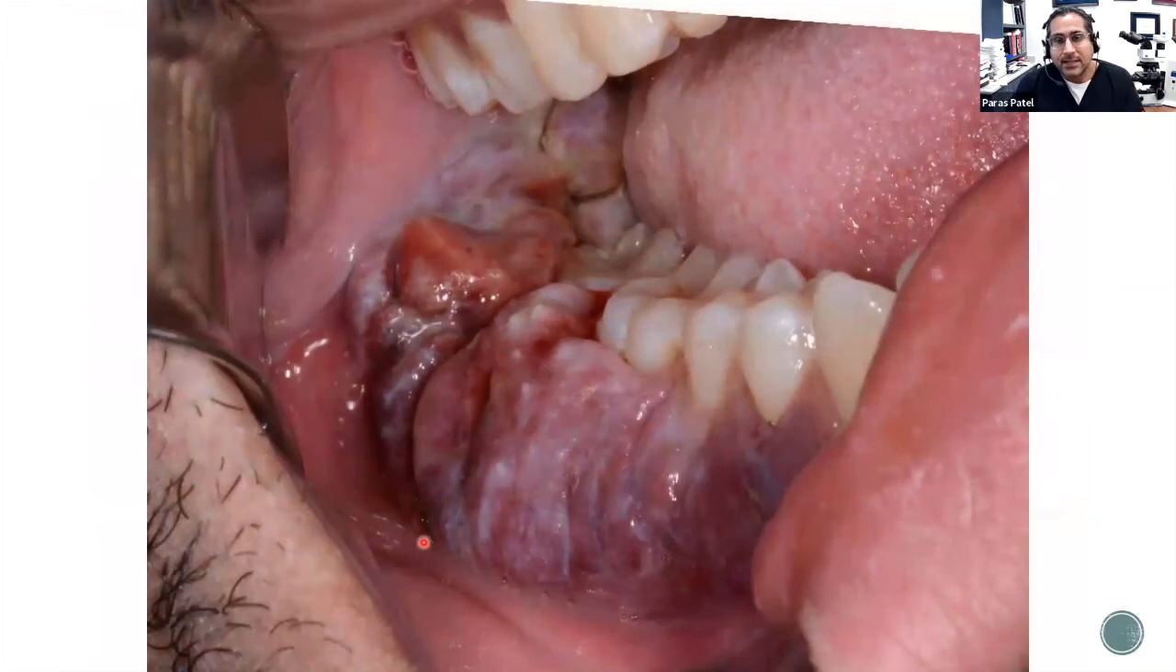Here's another case a couple of years ago that we received. The patient had an extraction in the posterior right quadrant in the mandible here, and the site never healed.